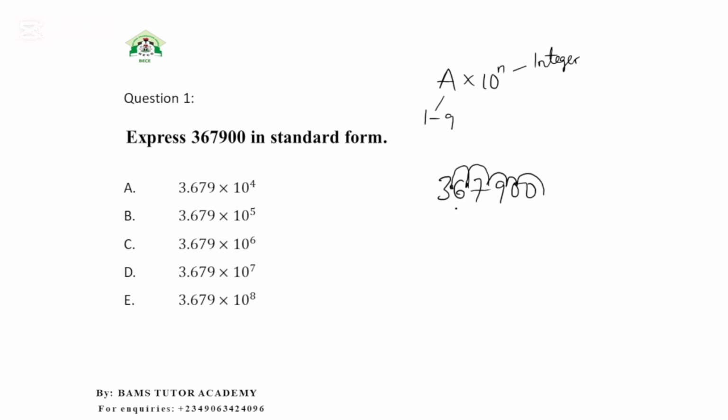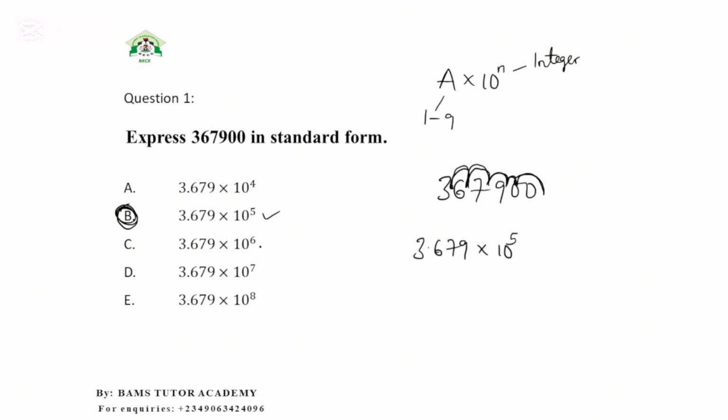So 3.679, is it between 1 and 9? Yes. So our a will be 3.679 times 10 to the power of, now how many times did I move? I moved 1, 2, 3, 4 and 5. So 5. The option that corresponds with this is option B. Okay, so option B is the correct answer to express 367,900 in standard form.